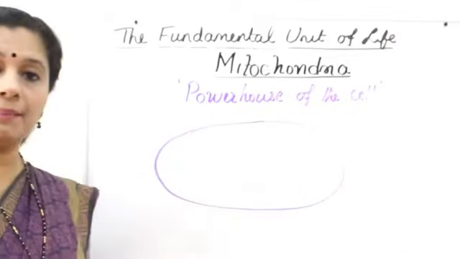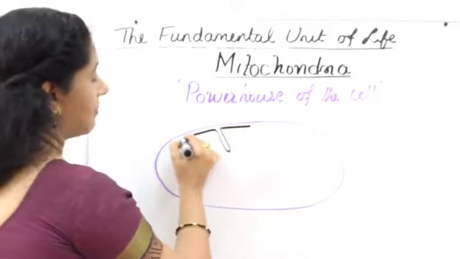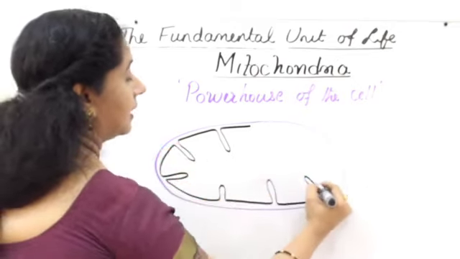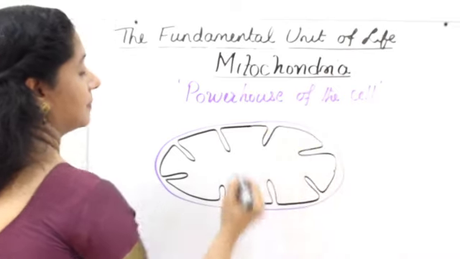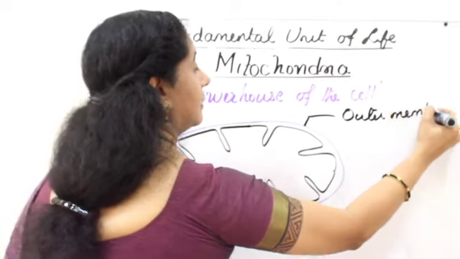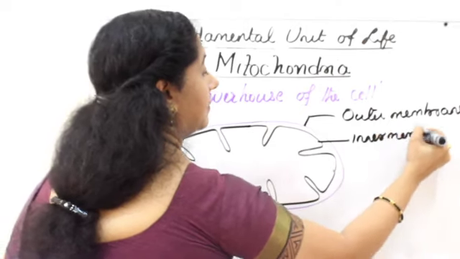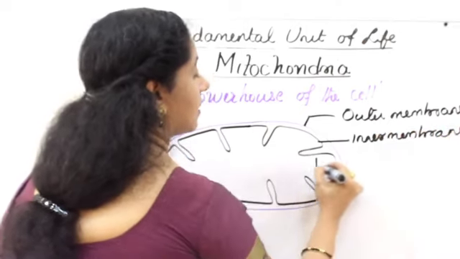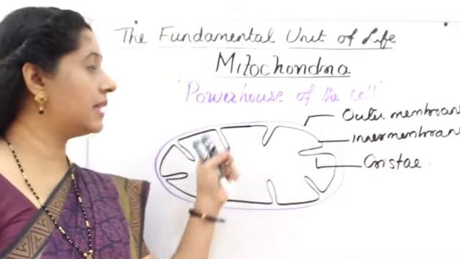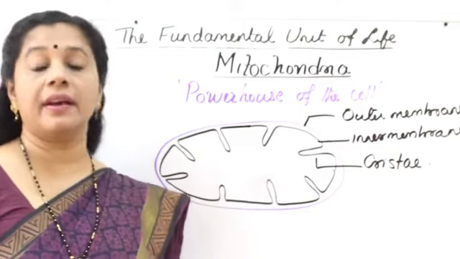It has double membrane system. So outer membrane is a porous membrane. This is the inner membrane which is folded. These foldings are called cristae. So this is outer membrane. Here we have inner membrane. These folds are called cristae. Right? So the outer membrane is porous, inner membrane is folded. The foldings are actually increasing the surface area for the respiratory reactions.